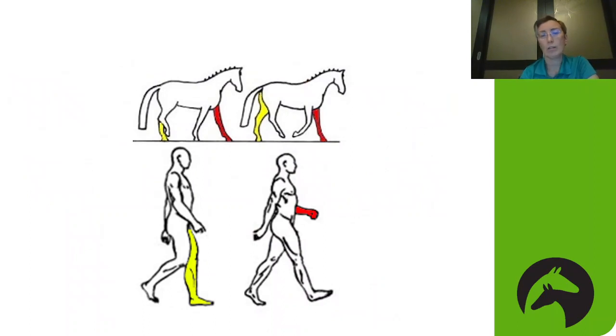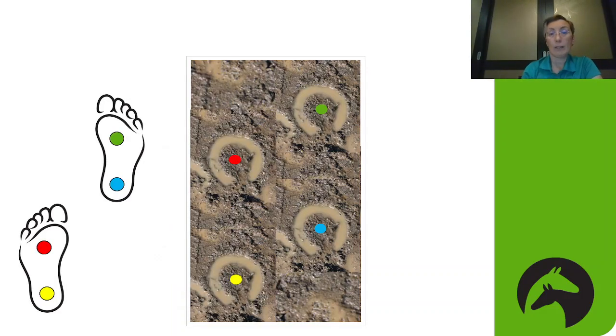In this picture you can see also the same thing. And there you can also see that our steps are the same as the steps of the horse. So yellow, red, blue, green. I like to give this picture to my students when they are trying to understand how the horse is walking.